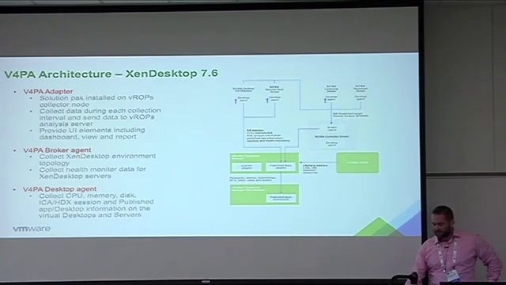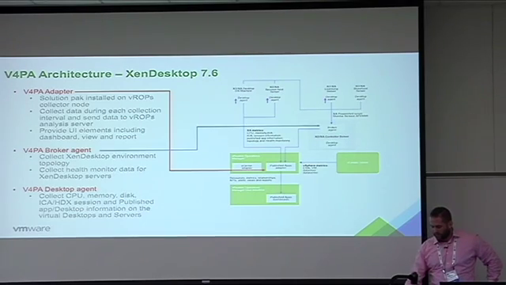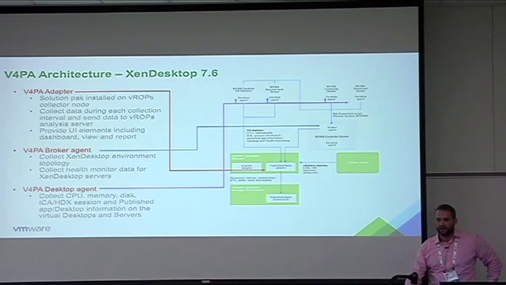When it comes to 7.6, again, we have an adapter that we plug into vRops. We have the broker agent that goes on the actual control center or delivery controller, and then also the desktop agent, whether it's Zen Desktop or Zen App. Pretty common architecture, having one broker agent to collect the data from the actual management and understand topology, then having an agent on the actual machine to collect the actual metrics from the desktop or RDSH perspective.